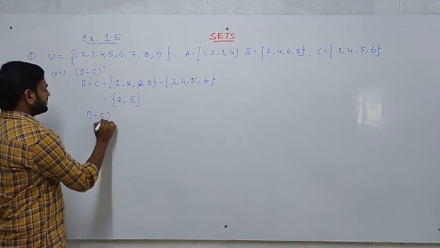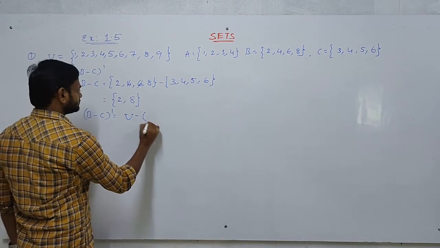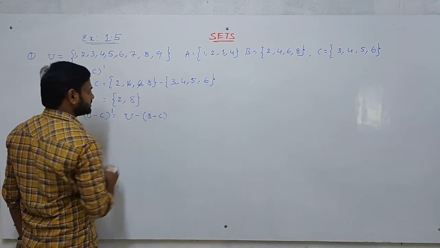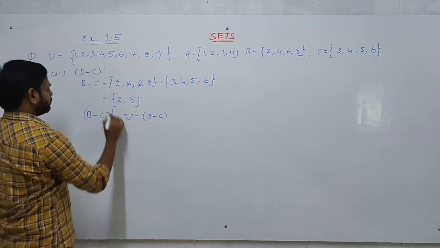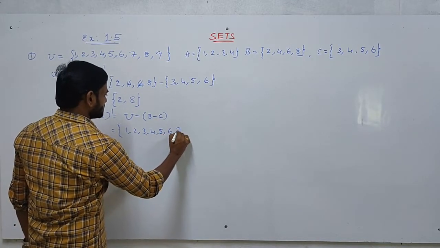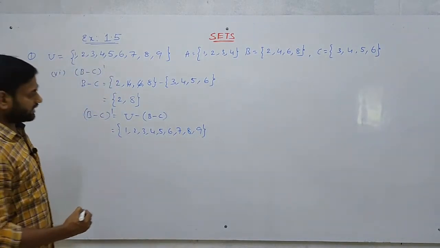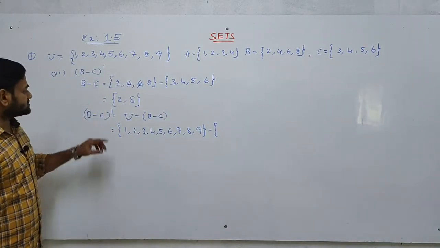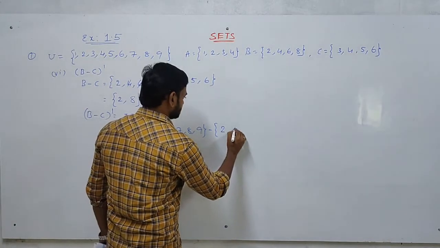Now, what is b minus c whole dash? That is u minus, what is the set here? U minus b minus c. Now, what is u? U is 1, 2, 3, 4, 5, 6, 7, 8, 9. It is the u minus. What is that b minus c? B minus c is 2, 8.